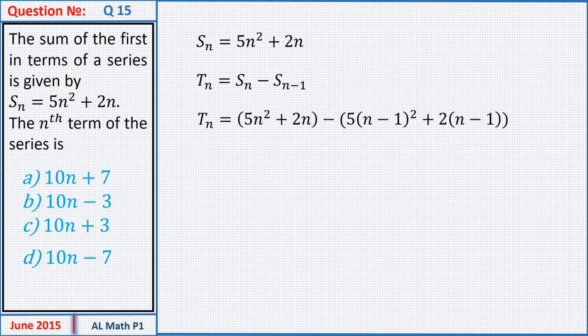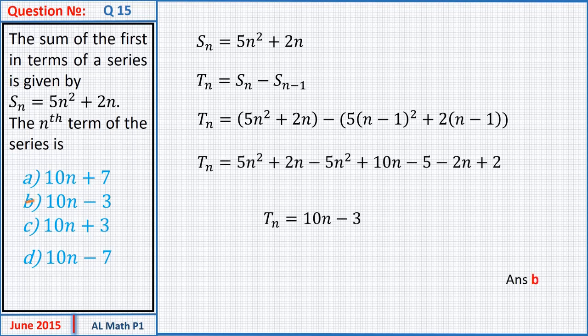And then in the place of n, we put what? n minus 1. We put it in now and we simplify. Simplifying, we have 10n minus 3. So the answer is option C.